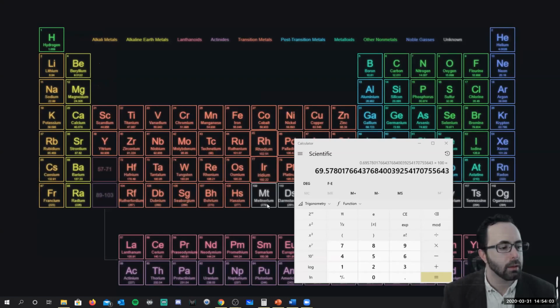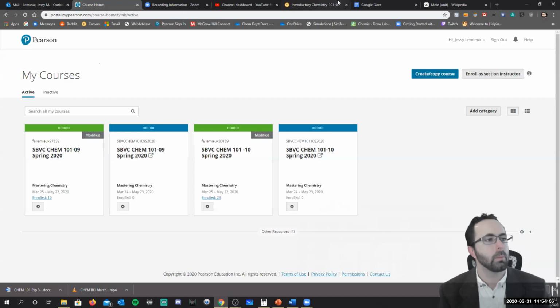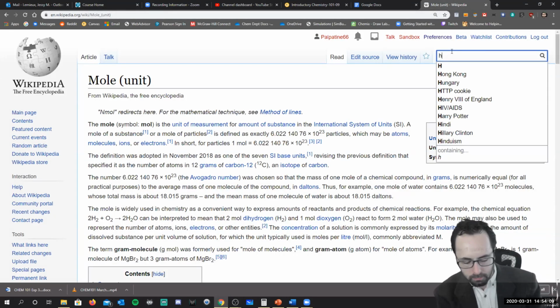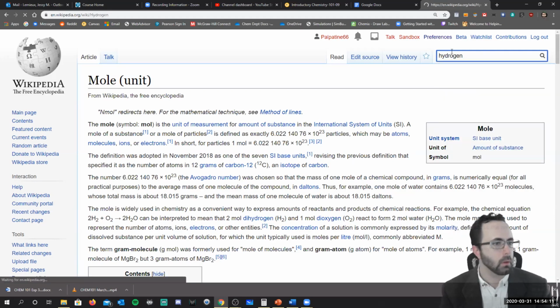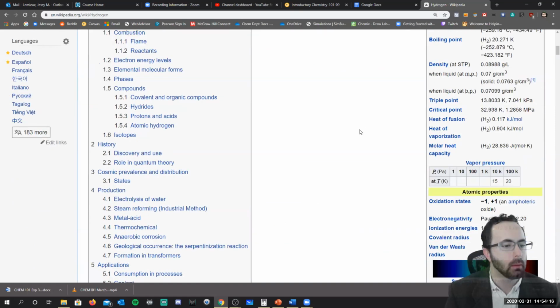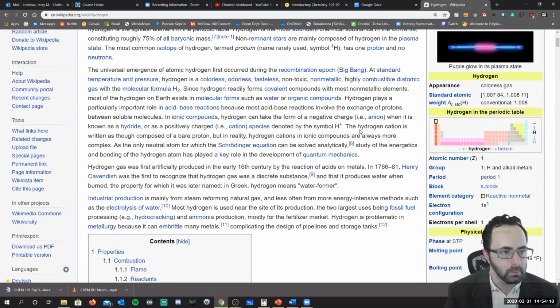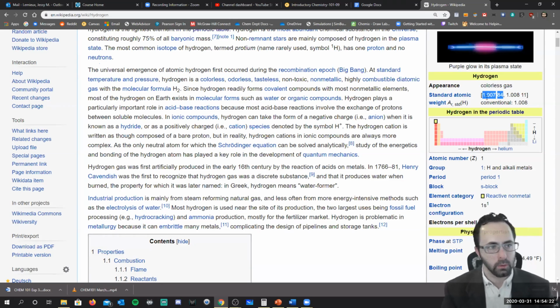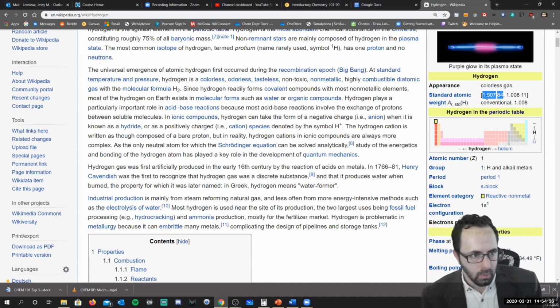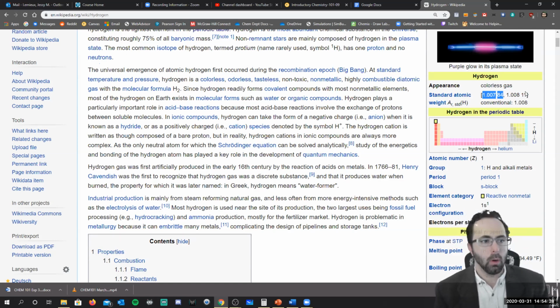But for example, I'll show you. If we go to hydrogen on Wikipedia, and we look at the molar mass, it gives us 1.00784 or 1.00811. There are actually 2 of them, depending on other things.